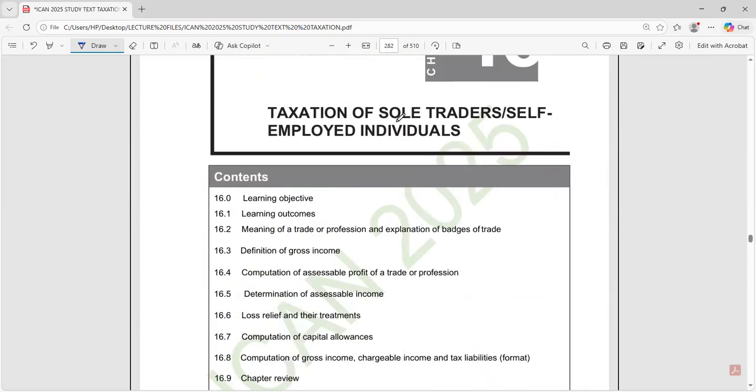Sole trader, okay, yeah. So the reason why I will go with sole trader is because I told you that partnership is not taxed, Abi. It's the partner that is taxed. Okay? So it's the same thing. The allowable and disallowable for sole trader is the same thing with the allowable and disallowable for a partnership.